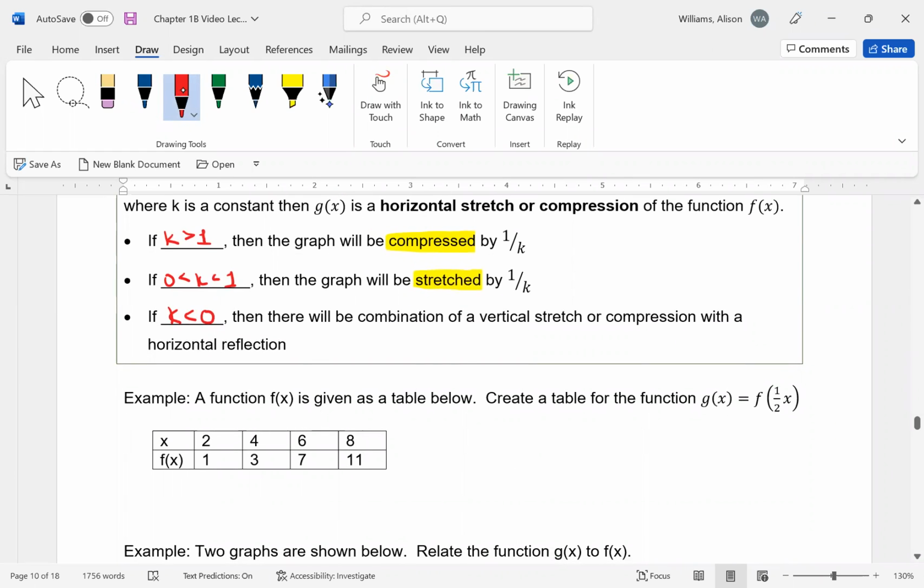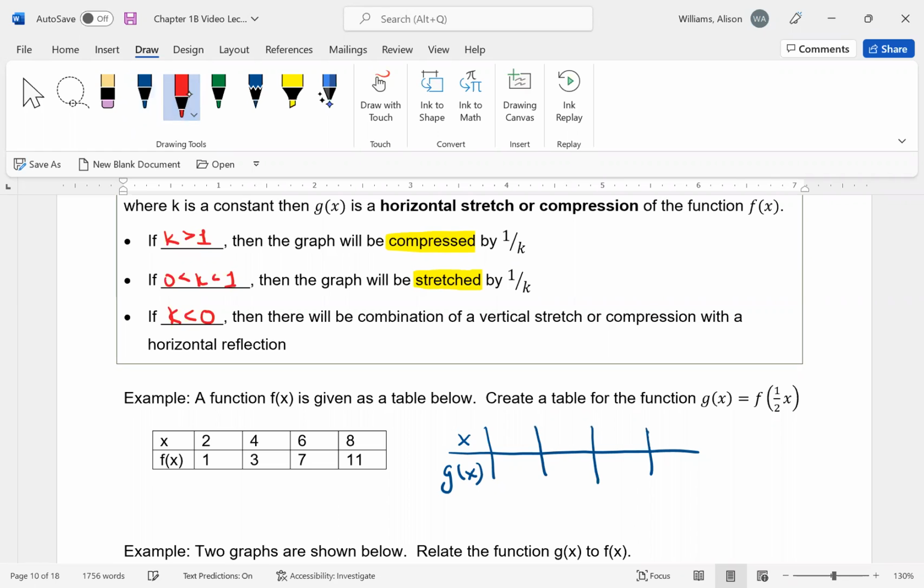So this time we have to adjust the input values, not the output values. The output values we want to remain the same. We want to get the same outputs, but we need to figure out what inputs are going to give us that for g of x. So I'd like g of x to produce the same outputs.